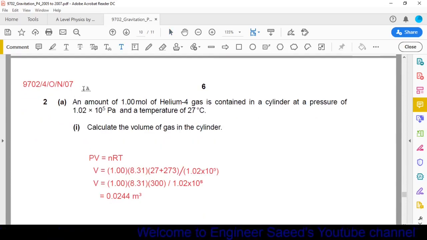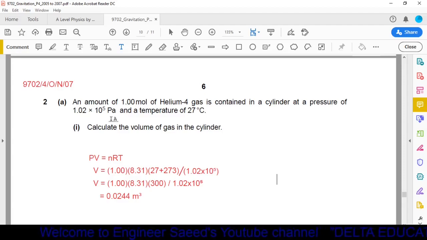Next question, it is from October-November 2007 of paper 4. Question 2, part A. An amount of 1 mole of helium gas is contained in a cylinder at a pressure of 1.02 × 10^5 Pascal and a temperature of 27 degrees centigrade. Calculate the volume of gas in the cylinder.